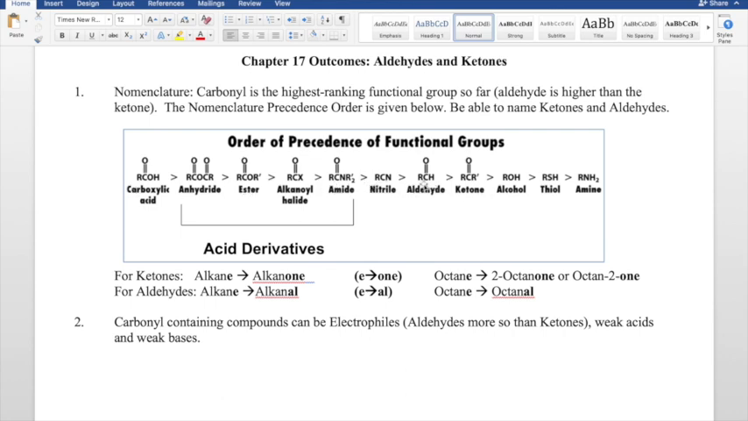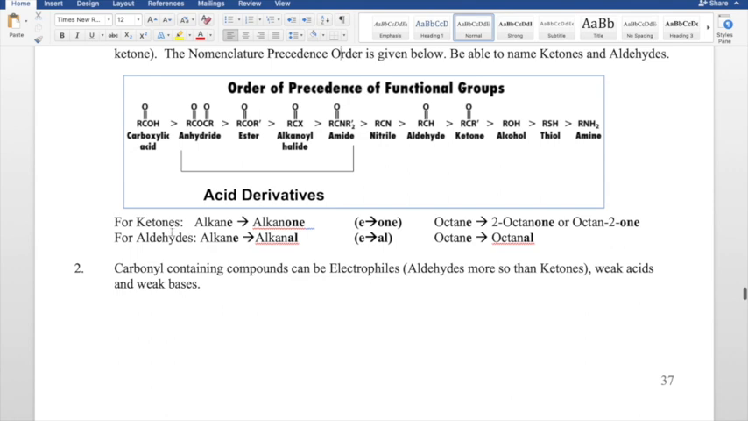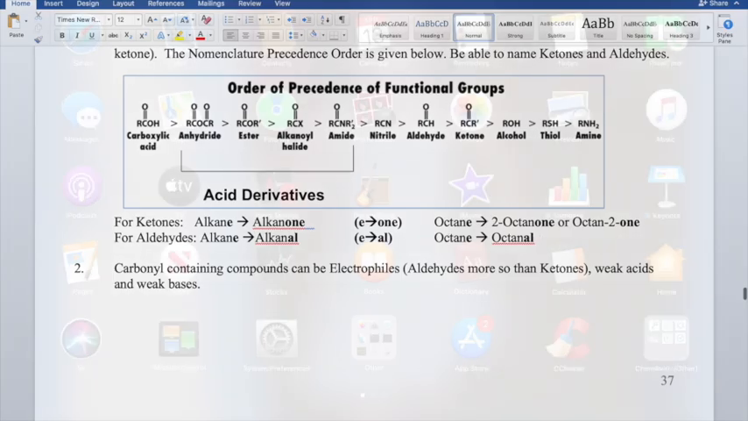These are just rules made up by the old chemists at IUPAC arguing over what's higher priority and lower priority. For instance, an aldehyde is considered a higher priority than a ketone. So if you have an aldehyde and a ketone on one molecule, you'll name it as an aldehyde, not a ketone. But before we go into too much detail about that, let's look at what we do. If you have an alkane and it becomes a ketone, the -e of the alkane goes to -one. For an aldehyde, the -e goes to -al. Like octane could be 2-octanone or octane-2-one, and octanal. Let's look at a couple examples here.